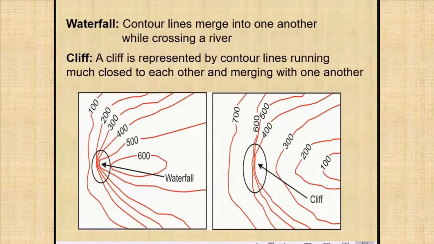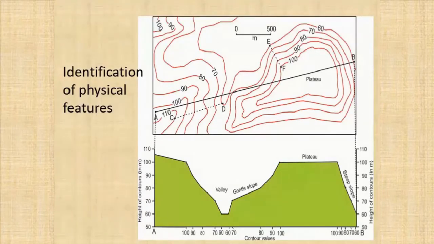Please see the left figure. A cliff is represented by contour lines running much closer to each other and merging with one another. See the right side figure. So let's try to identify some physical features.